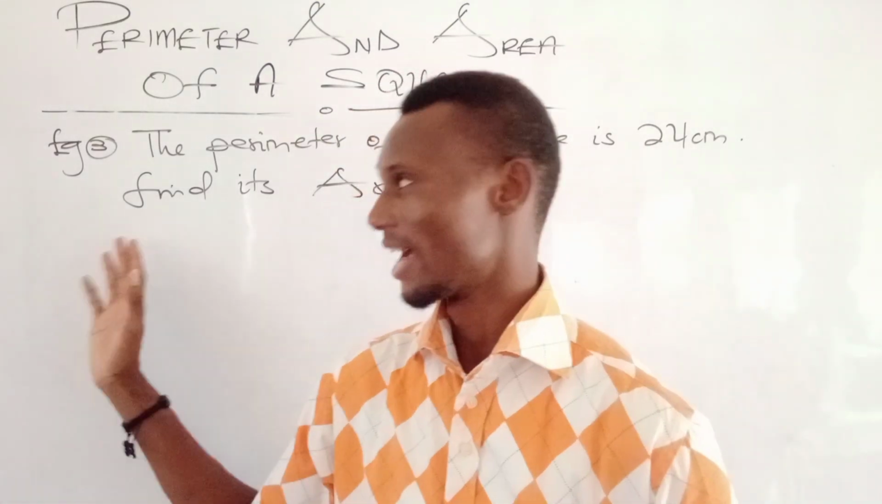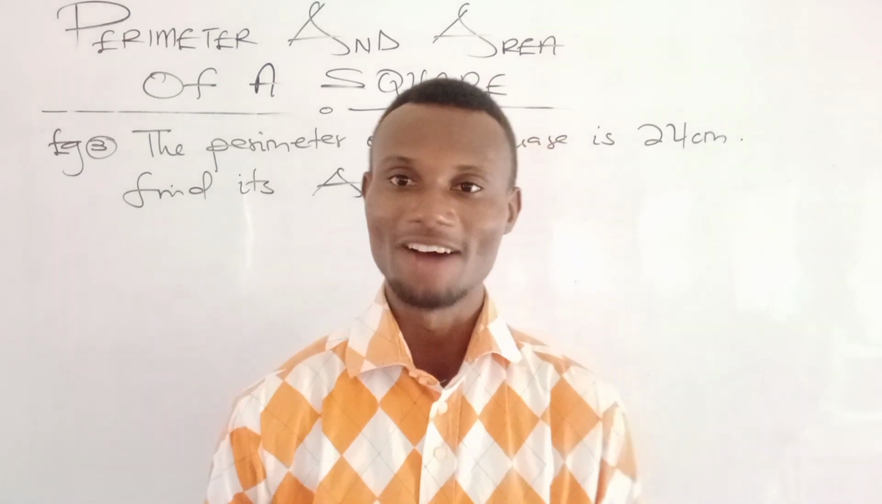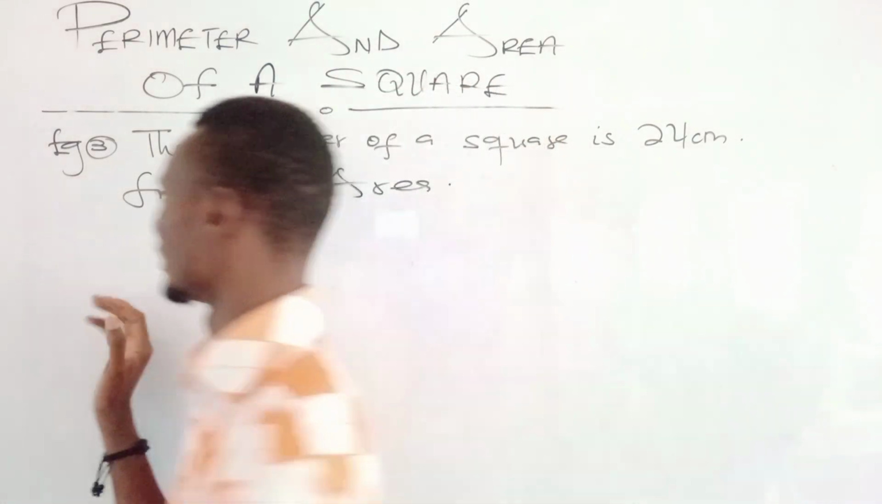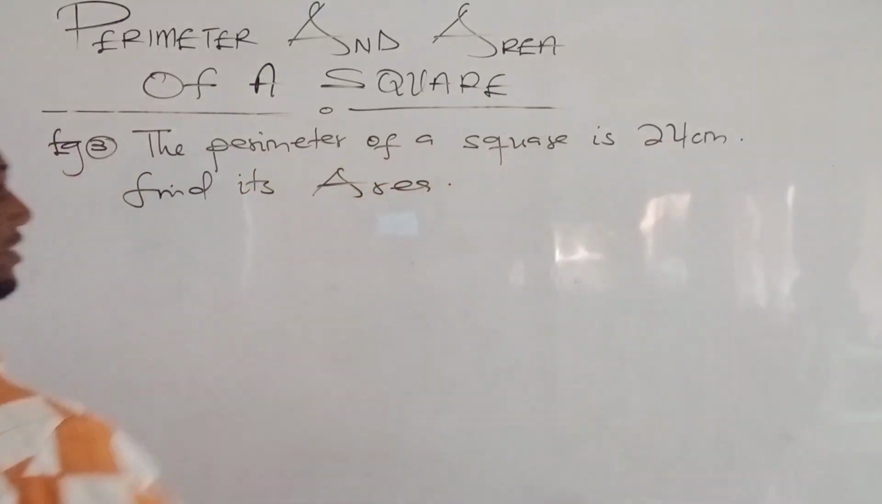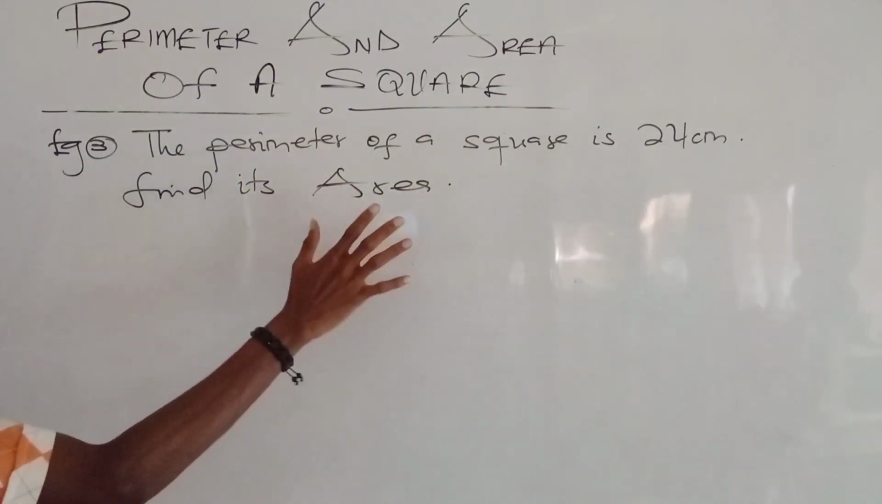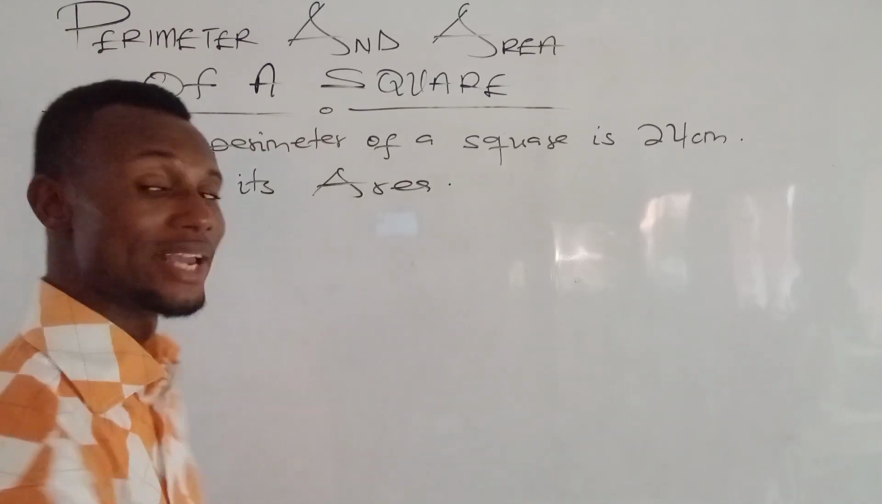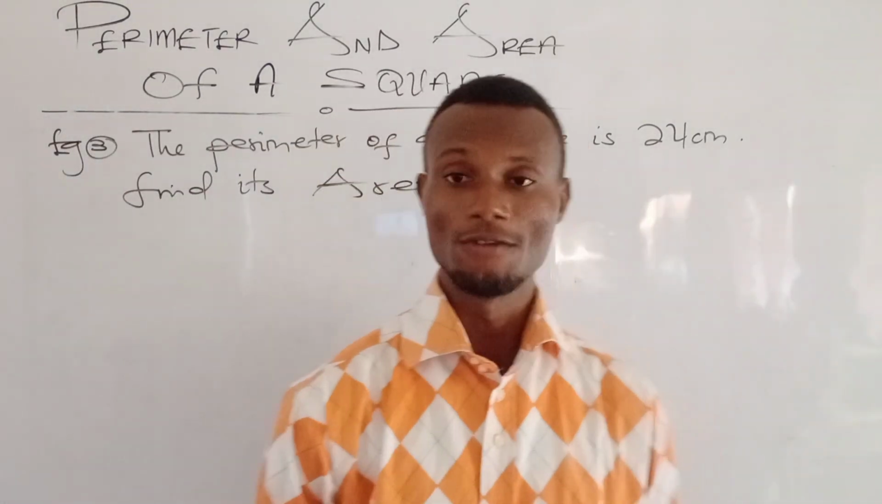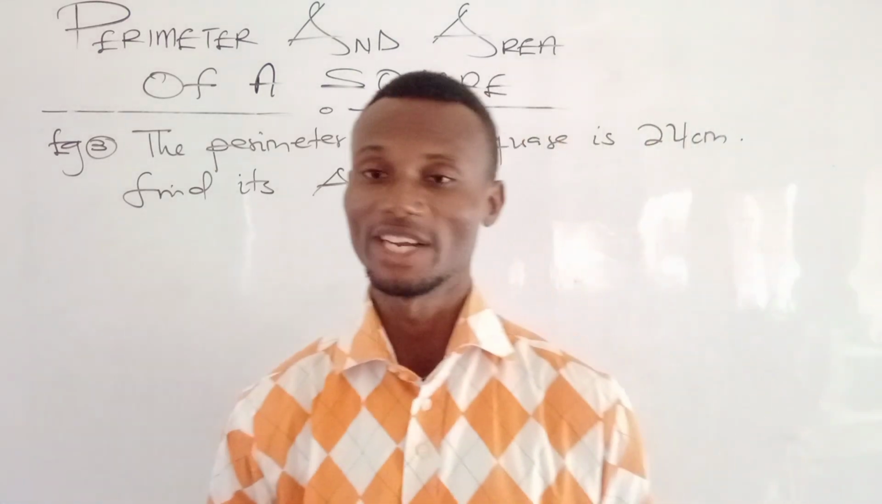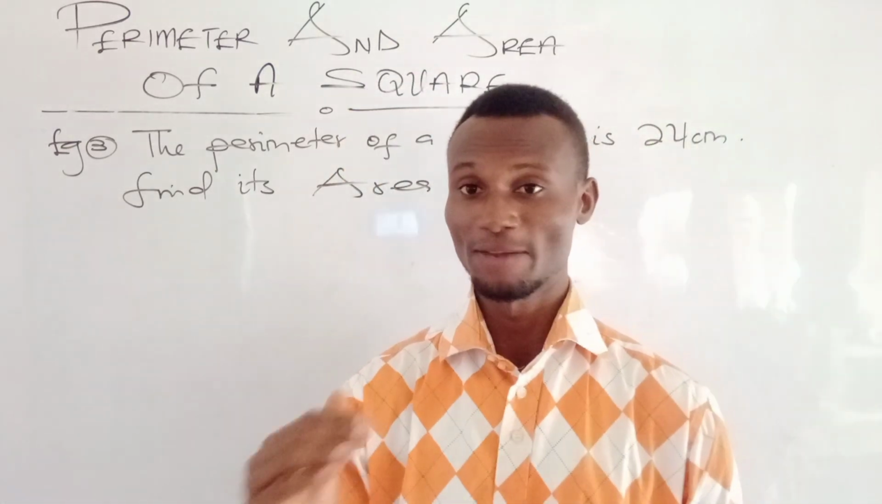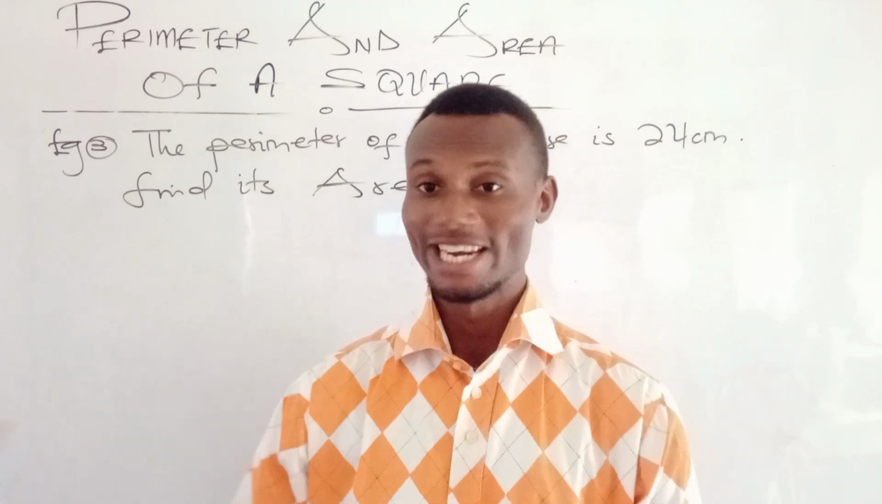Let's go ahead and handle the example 3 that I have on the board. So example 3, it says the perimeter of a square is 24 centimeters. Find its area. So we are being asked to find the area of a square whose perimeter is 24 centimeters. So we are going to follow the same process that I've taught you in the previous videos.